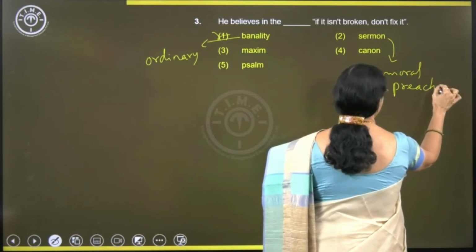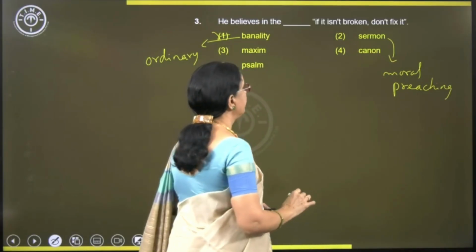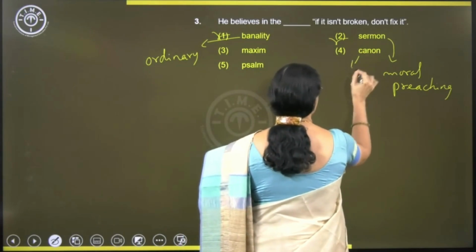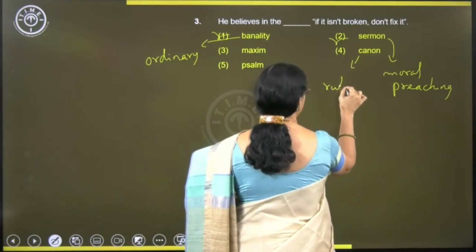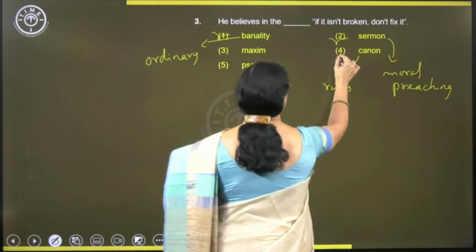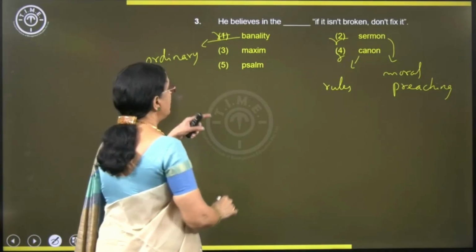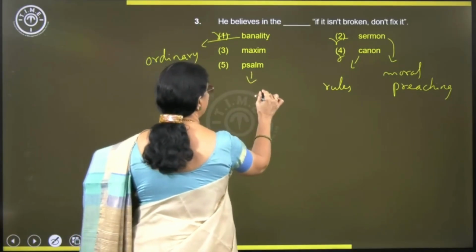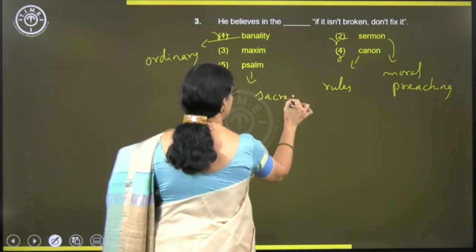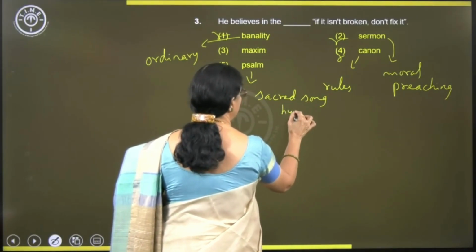Alright. Is that a moral preaching? No. If it isn't broken, don't fix it. That's not a preaching. Canon is a set of rules or principles. So, it's not canon. It's not a rule. Psalm is what? A sacred song in the Bible. Or also say hymns in the Bible.